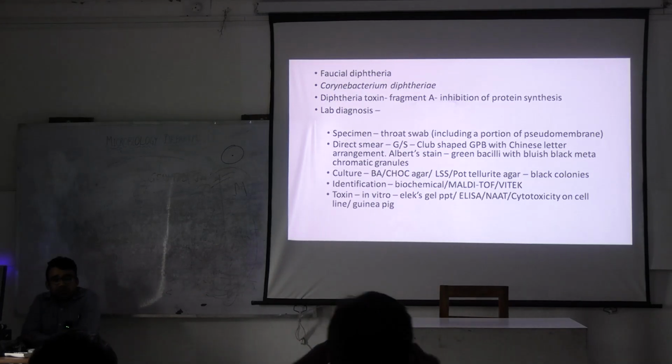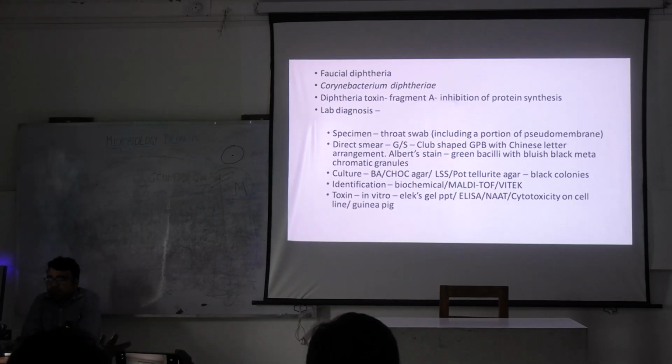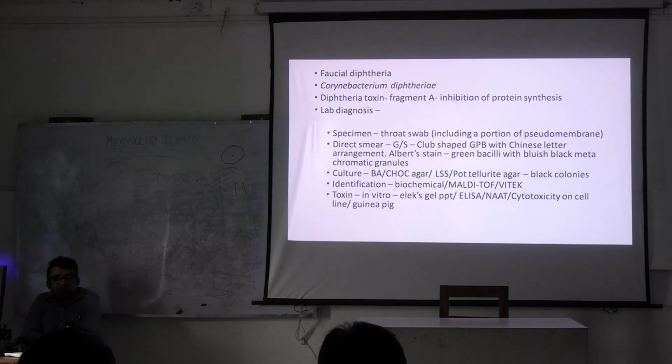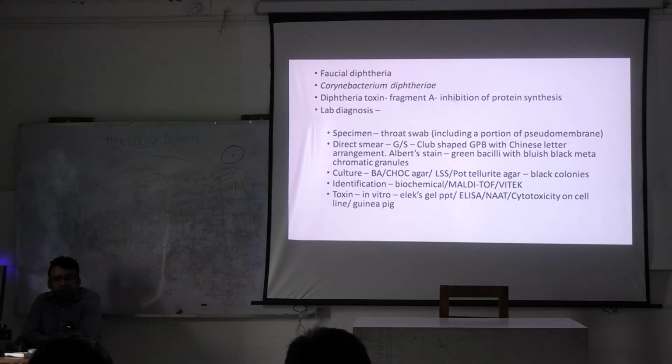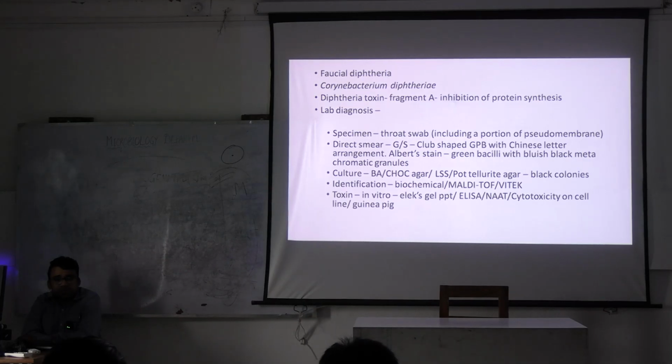What is the causative agent? Corynebacterium diphtheriae. What is the most important part of the pathogenesis? It is the production of diphtheria toxin. The toxin has two parts, fragment A and fragment B. Fragment A is the important part of the toxin which inhibits protein synthesis.